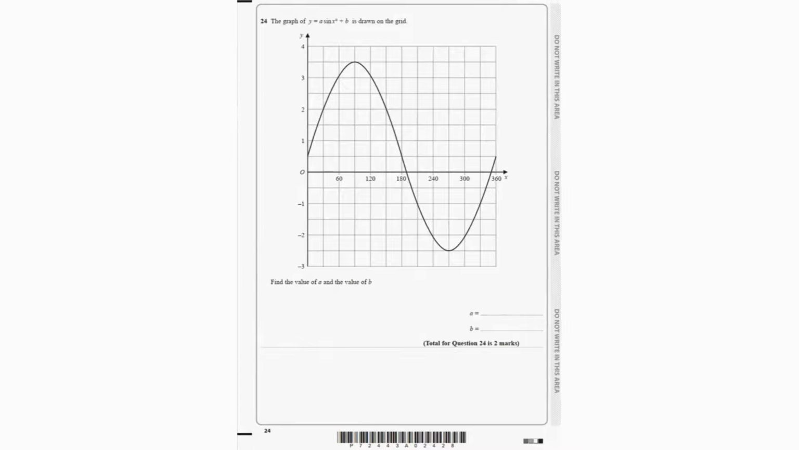Then the next question says the graph of y equals a sine x plus b is drawn on the grid. We have to find the value of a and b. Now the value of a determines our amplitude. So a is your amplitude and b is your vertical transformation.